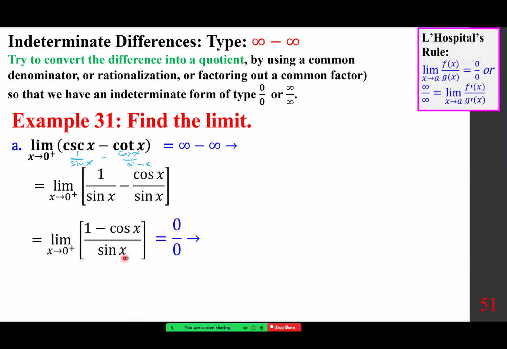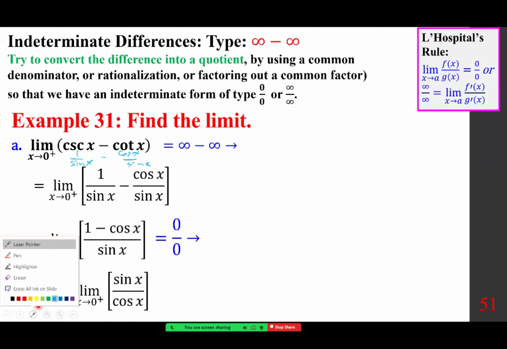Therefore, we can use L'Hopital's rule, which means we're going to write the limit as x approaches 0 from the right. We differentiate the top. This goes away. Minus cosine gives you positive sine. Sine gives you positive cosine. And since x is approaching 0, you get sine of 0 over cosine of 0, which is 0 over 1, which is 0.